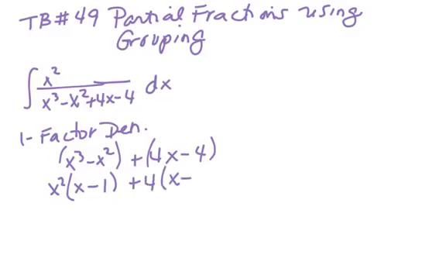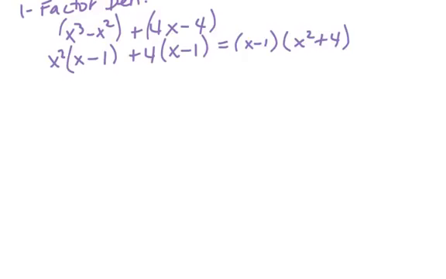So now you see you have a common factor, and that common factor is x minus 1. So if I factor the x minus 1 out, I'm left with x squared plus 4. So that's your factoring. And everything else pretty much continues the way we've been going about solving partial fractions. So you're going to break out your factors.